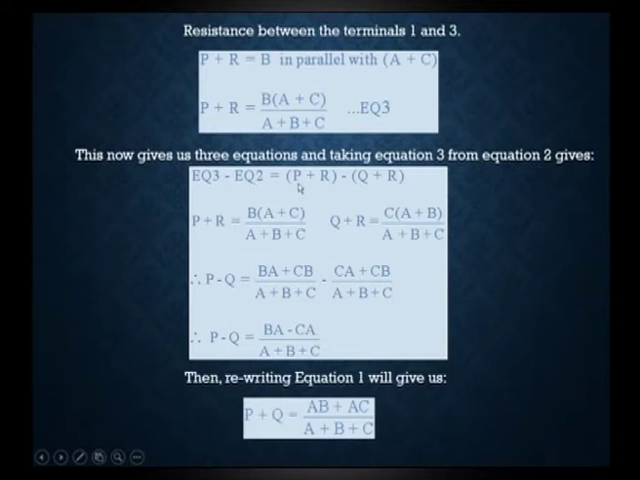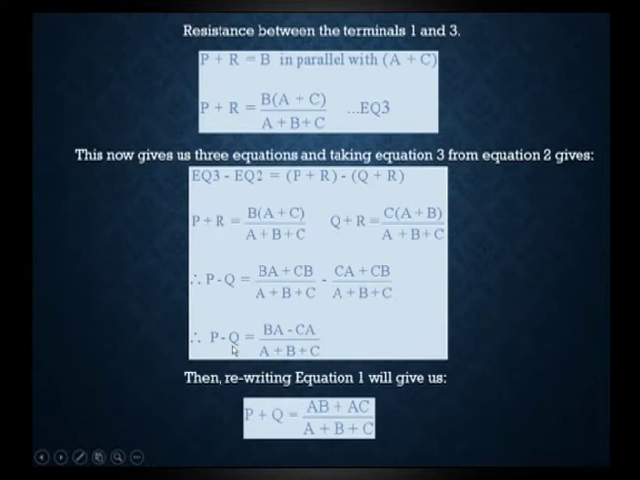So, now what we are going to do is subtract equation 2 from equation 3. This will form P plus R minus Q plus R, which is equation 3 minus equation 2. After subtracting, we will get P minus Q, that is equal to BA minus CA divided by A plus B plus C. So, this we get at the end of the solution of equation 3 minus equation 2. So, we got P minus Q, and already we have P plus Q, that is equation 1.